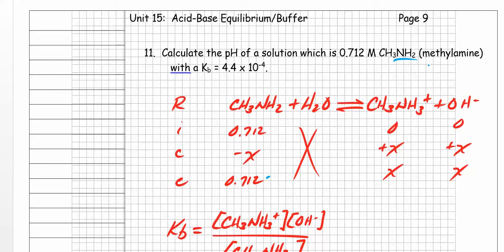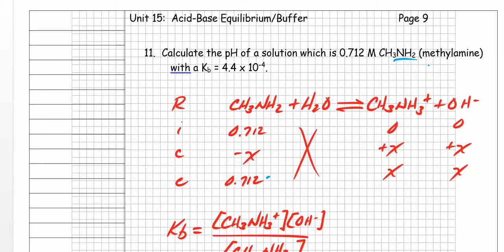So how do I know that this is a weak base? Well, first of all, anytime you have an amine, that's going to be a weak base, okay? And secondly, they're giving me a Kb, right? So that's my signal that this is a weak base situation. So let's write the RICE table for this situation then.